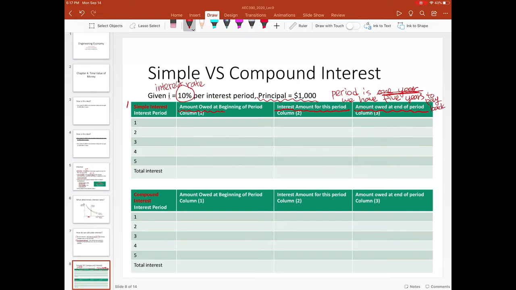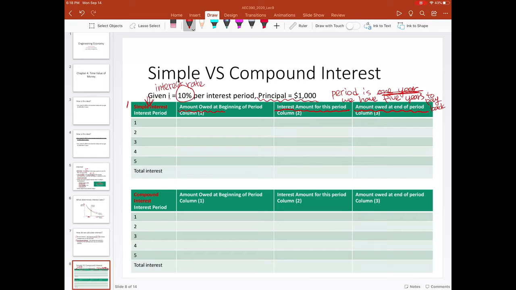Okay, so the first column is the interest period, and we said every year is a period. So after 5 years, how many periods will we have? We will have 5, right? Year 1, year 2, year 3, year 4, year 5.